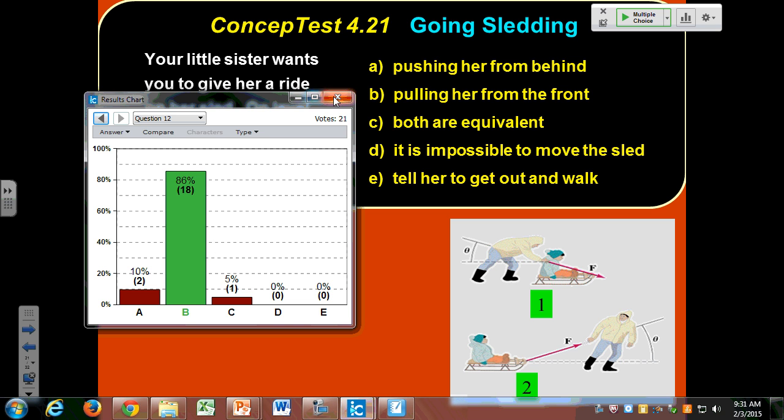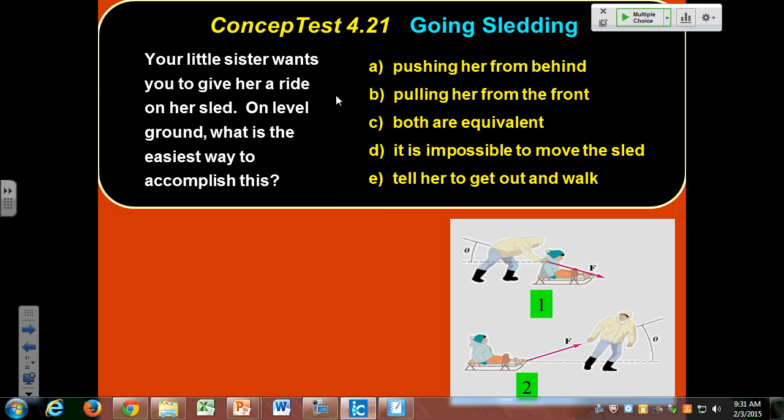Excellent. B is the right answer. You want to pull from the front because you remember our friction is dependent not only on the coefficient, but it's also dependent on what? The what type of force? Everybody says all at once, not all together.